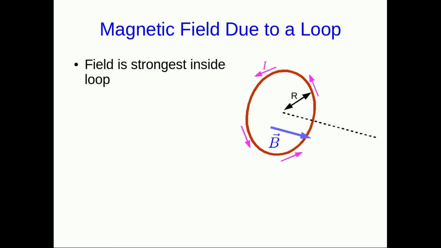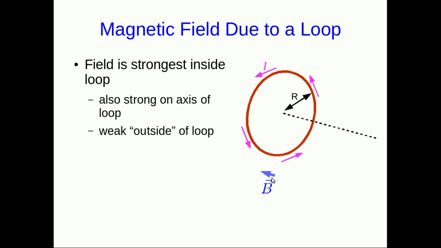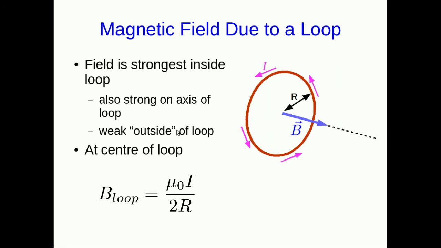In the vicinity of a loop, the field varies quite a bit from place to place. It's strongest inside the loop, in other words, in the plane and inside. It's also pretty strong out on the axis of the loop if you don't go too far away. On the other hand, it's very weak outside the loop, as we already saw, and in the plane of the loop, outside the loop, it points the other way.